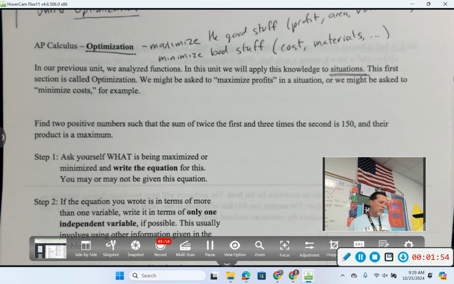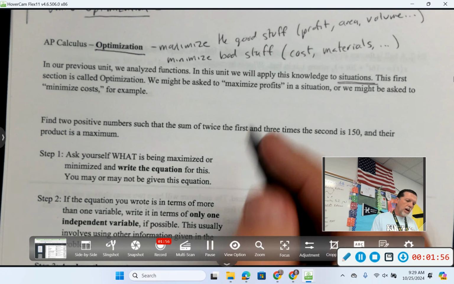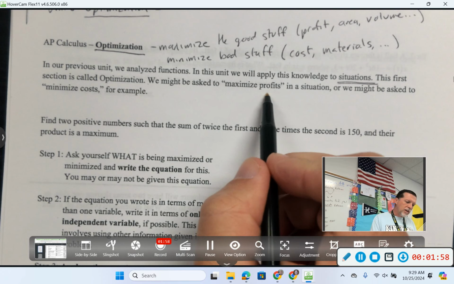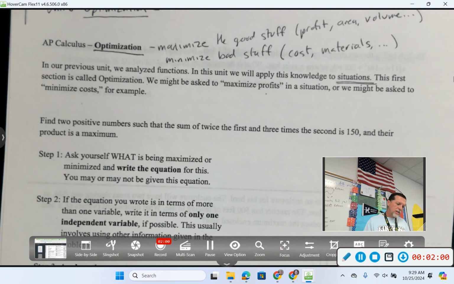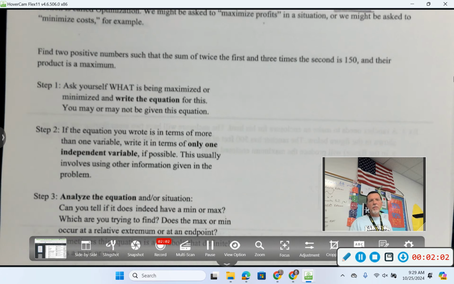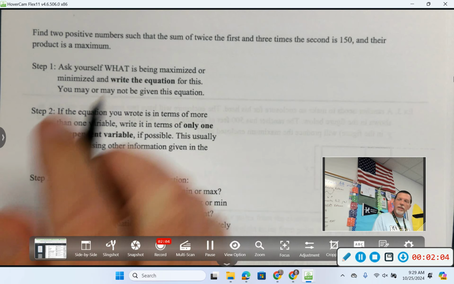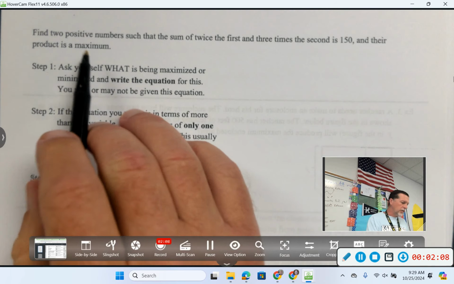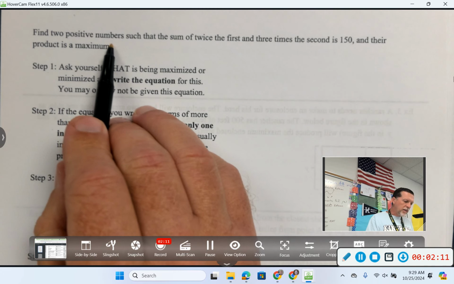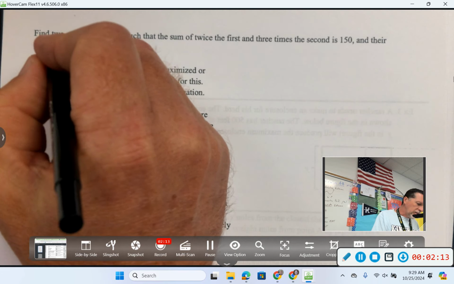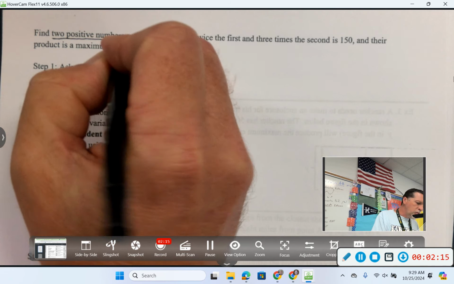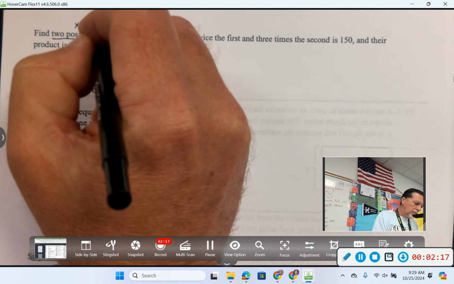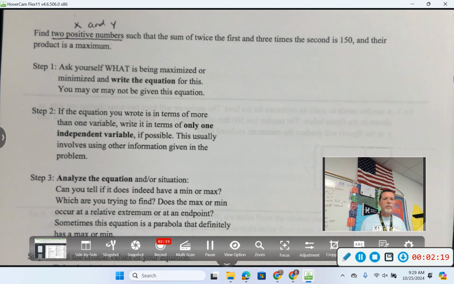The first section is called optimization. We might be asked to maximize profits, or we might be asked to minimize cost. So let's start with a simple one that doesn't really have a real-world application, but it's simple enough that we can learn the process and then extend that a little further. Find two positive numbers. Okay, so let's start labeling things already. Two positive numbers. Let's just call those x and y, because we don't know those. That's what we're looking for. Find x and find y.